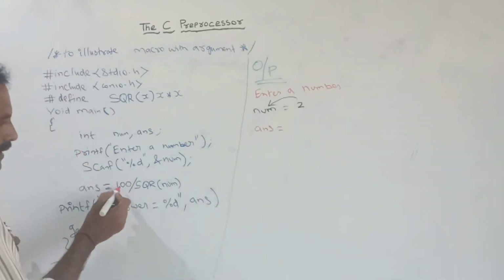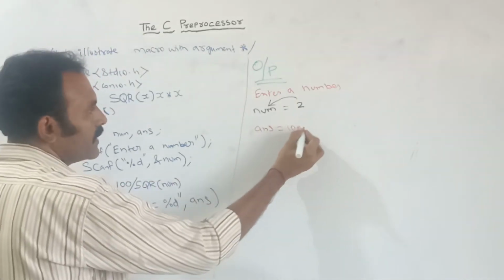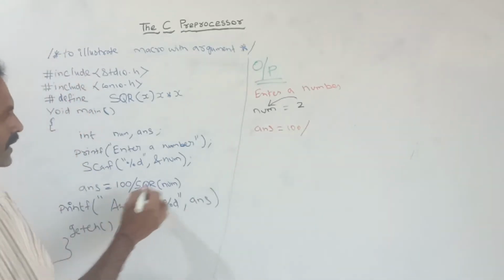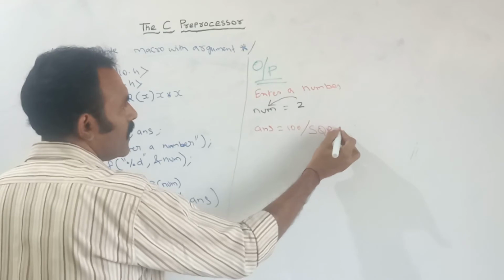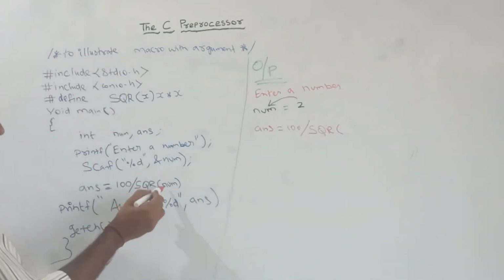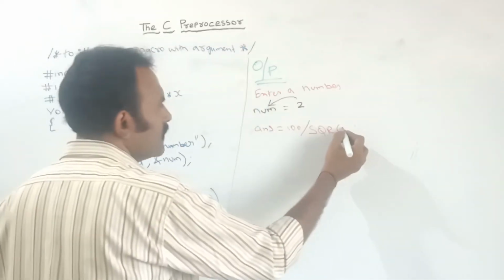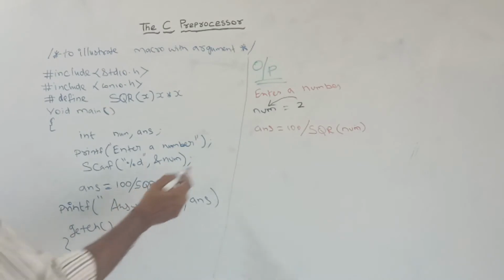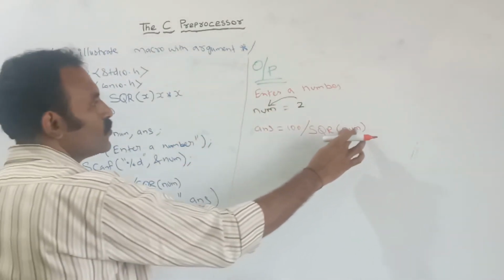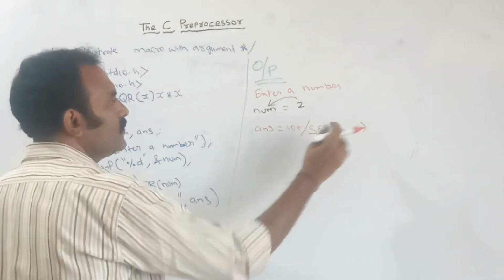here 100 divided by the macro name SQR. After that I am passing the value, that is NUM. Here the argument value I am passing is NUM. So what is the value of NUM? Here I have given it as 2. So here I am passing the value 2.